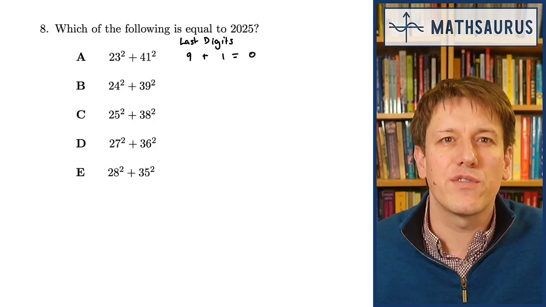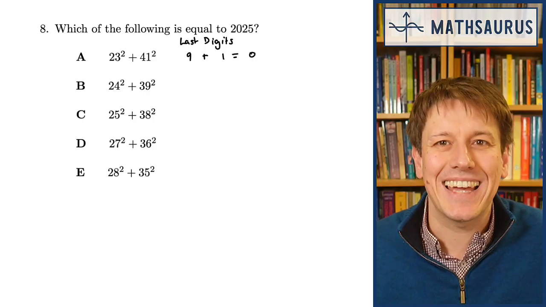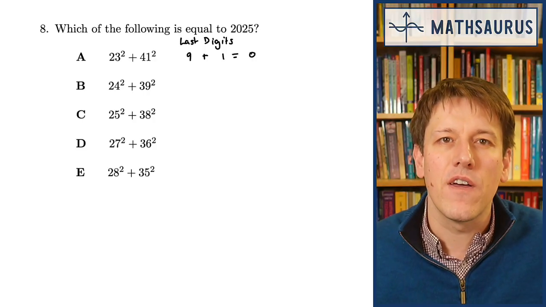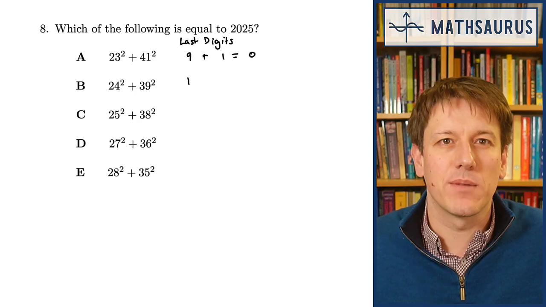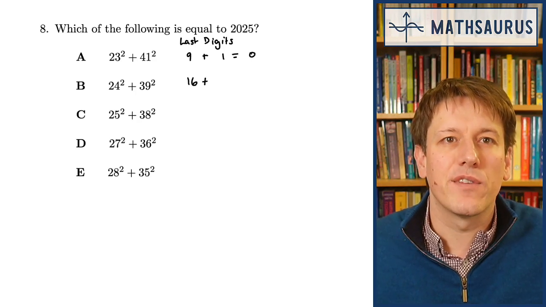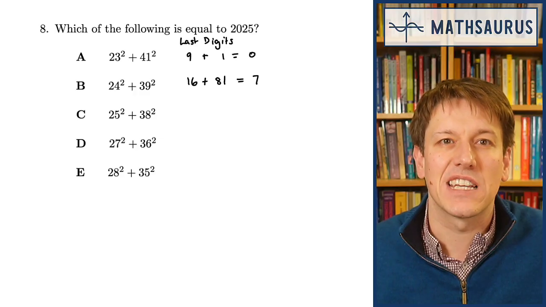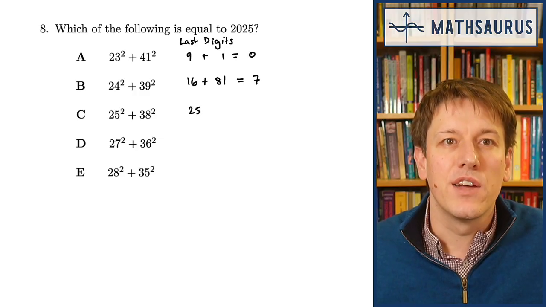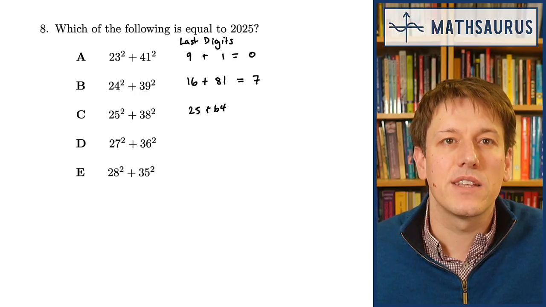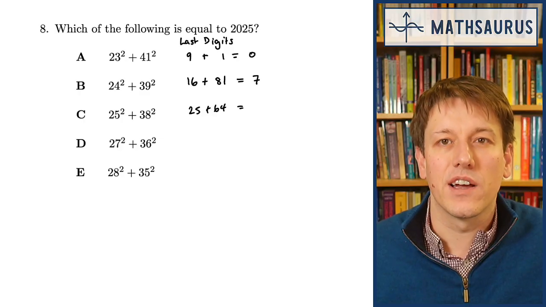So if we go through all the different options, we can see whether we've got any candidates that could be 2025. So A would end in a 0, that's not going to be 2025. For B, we'd have 4 squared is 16 and 9 squared is 81. The last digit of that is 6 plus 1, which is 7. For C, it's 5 squared and 8 squared, so that's 25 and 64. And the last digit here would be 5 plus 4, which is 9.